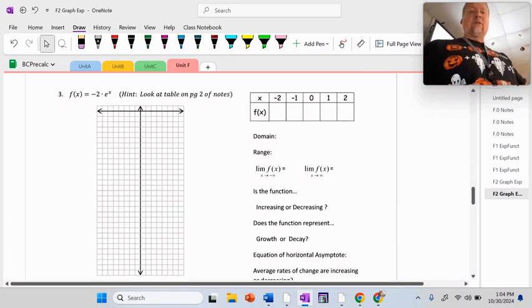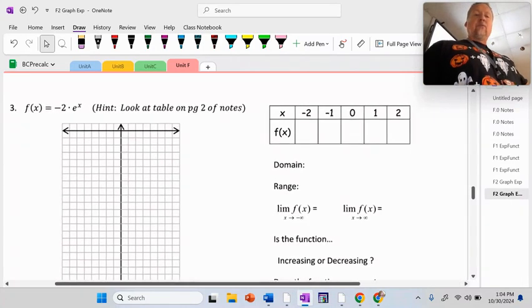Just what I told you about e. Here's at least what we should be able to do.